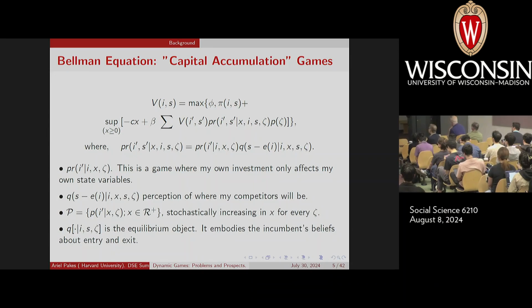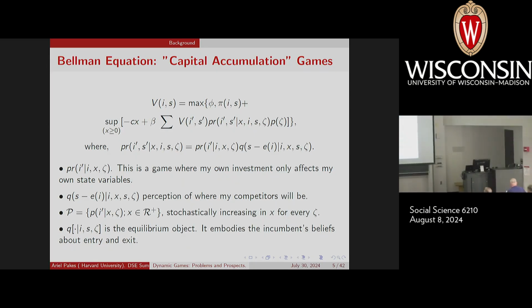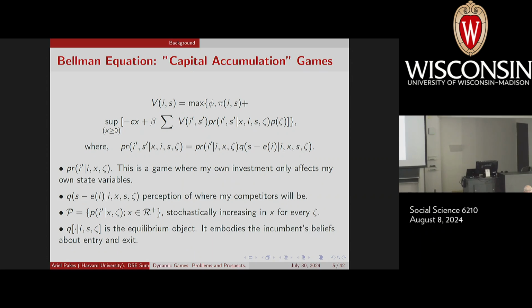So the simplest model is what we call a capital accumulation game, where I can write this probability as a product of the probability of where I will be tomorrow, given where I am today and how much I invested, okay? And the outside alternative, and then a probability where S minus e_I is just the industry structure minus 1 for where I was. So it's a distribution of your competitors, okay? And that depends on I, X, S, and C, okay? So that's why it's a capital accumulation game.